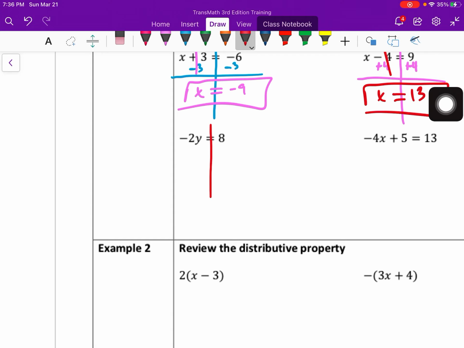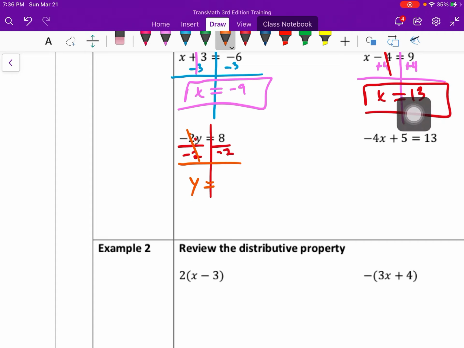It's negative 2y, which is the same thing as negative 2 times y. So the inverse would be to divide both sides by negative 2 because we want y by itself. So then y equals, we have a quotient with different signs. 8 divided by negative 2 will be negative 4.